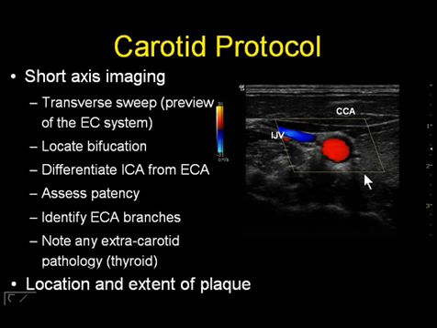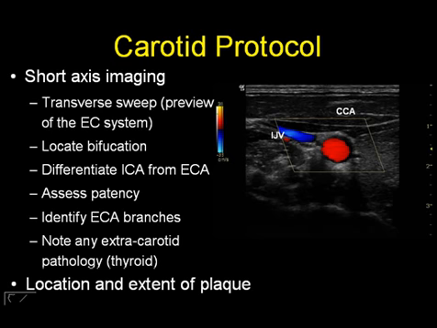Now, we start off every examination with what I like to refer to as a transverse sweep. And this is just a short axis sweep that starts at the base of the neck and then works its way up to the bifurcation of the carotid artery vessels. And we do this because it gives us a nice preview of the extracranial system. It allows us to get an idea about the location of the bifurcation. In some patients, it will help you differentiate the internal from the external carotid artery.